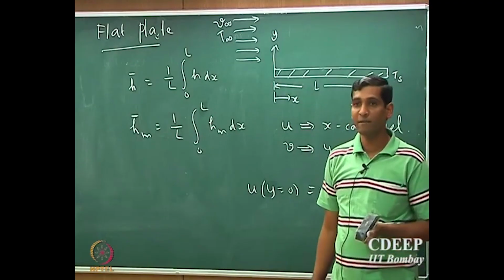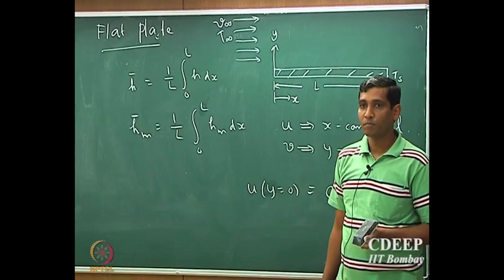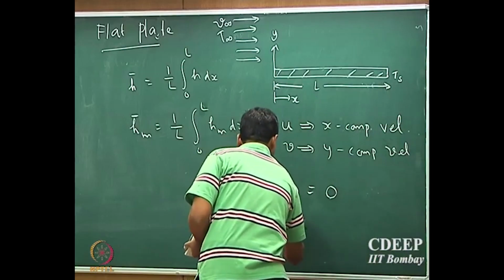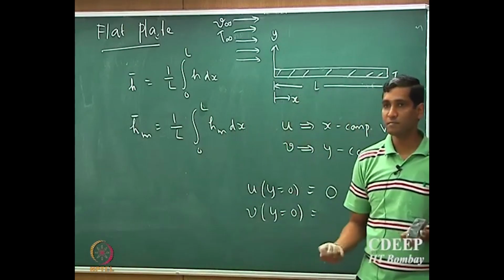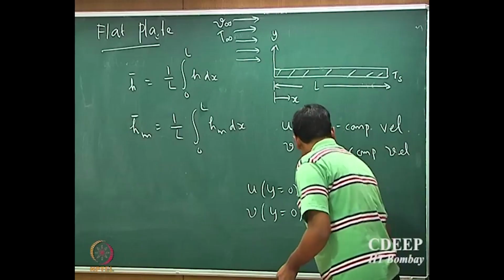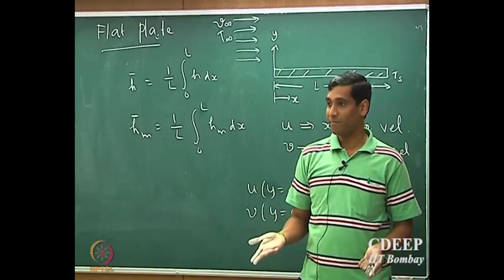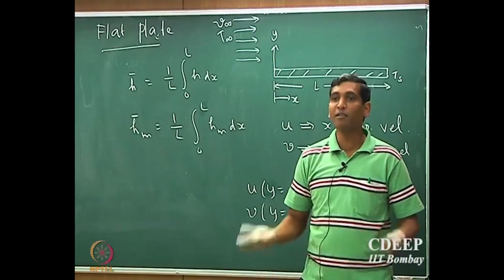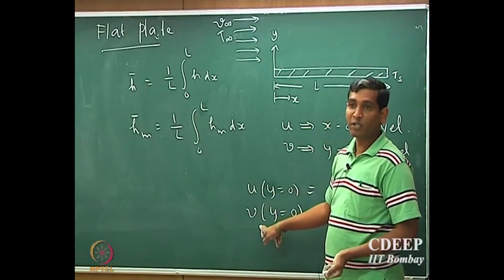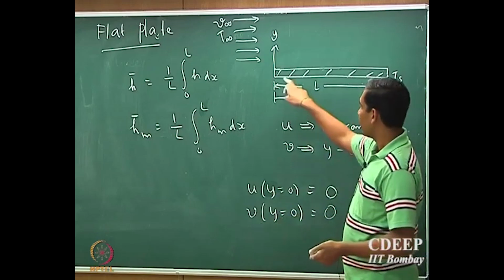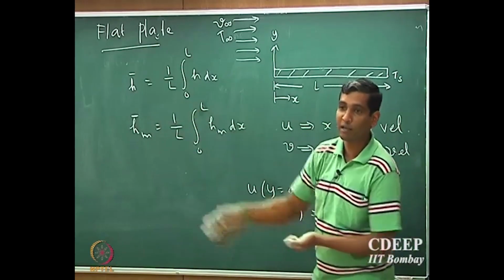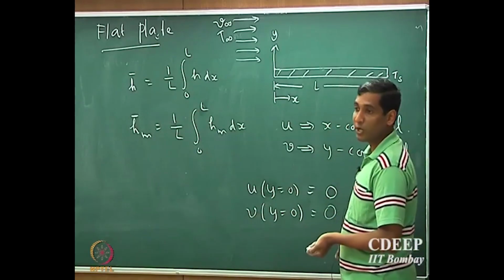What about the y component velocity? V at y equal to 0, that is also 0. So the fluid is at rest. When fluid is resting, it means that all the components are 0. So u and v, the x component and the y component velocity at y equal to 0, is always 0 because of the no slip boundary condition, right. The fluid does not slip along the flat plate, and therefore the velocity is 0.